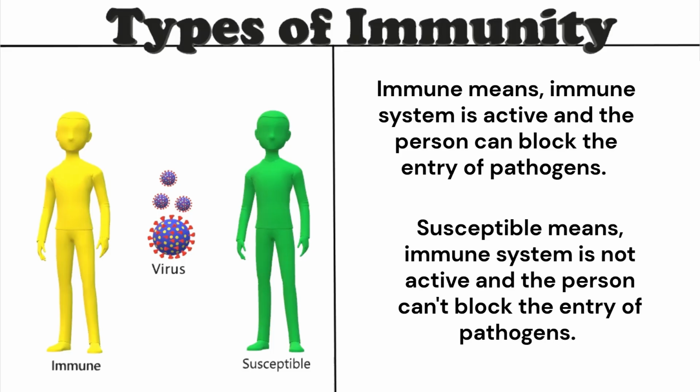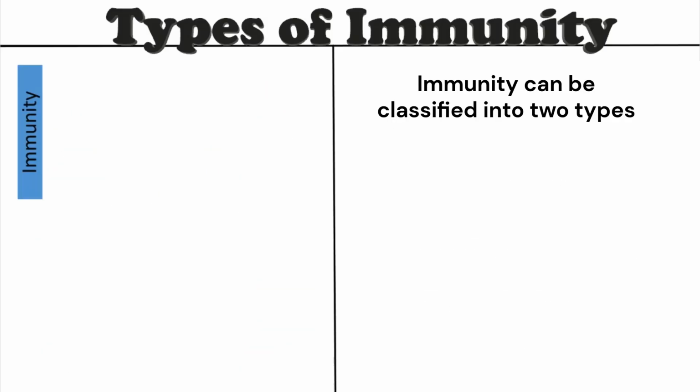But what happens if the person is susceptible to disease? The pathogen enters the body, grows in number, and after some time the person becomes sick. This person is not protected from the disease-causing germs. I hope now you understand what is the meaning of immune and susceptible. Now let's check what the different types of immunity are.